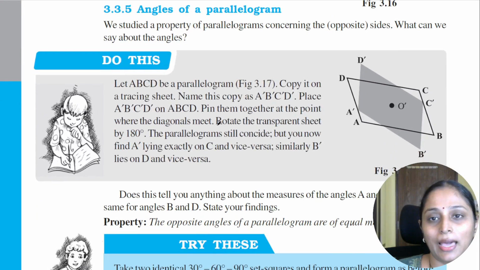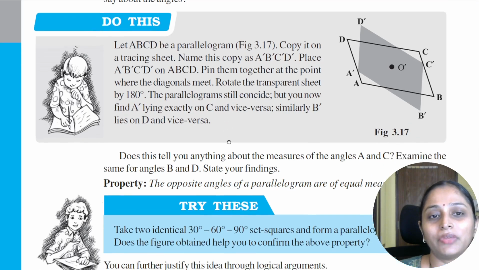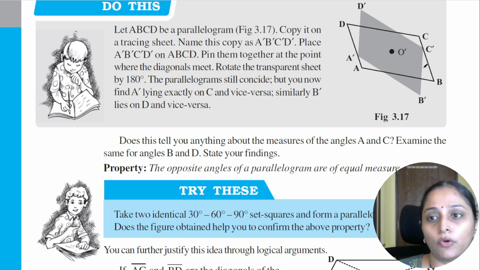Next, coming to angles of a parallelogram. Okay, here they have given an activity of taking two cutouts. You already have the cutouts ready. You have to place them one over the other, pin them together at the point where the diagonals meet, and then rotate one by 180 degrees. Why are we doing this? We will look at the activity and try to understand.